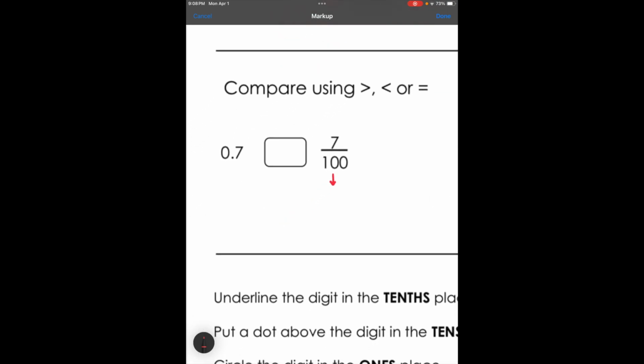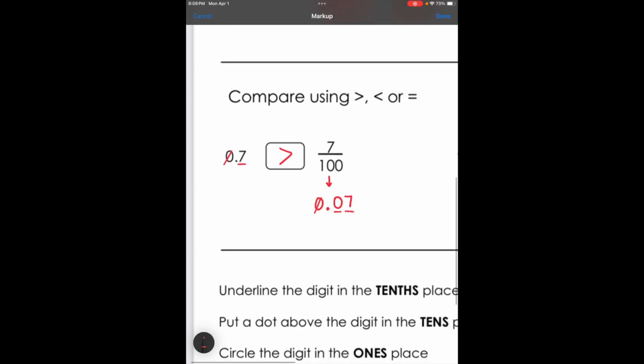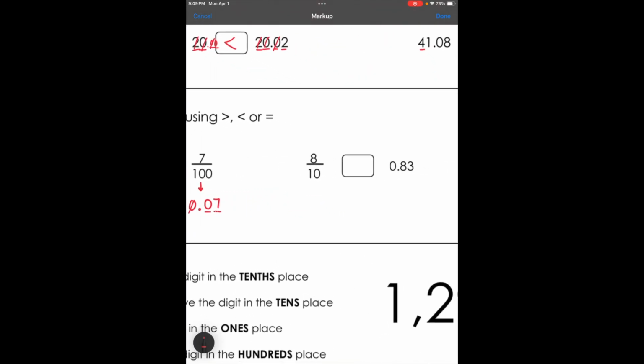I can easily change 7/100ths to a decimal by doing 0 and 7 hundredths. Again, making sure it's in the hundredths place value, which is that second one to the right of the decimal. And now I just compare like normal. Ones place is the same. 7 in the tenths place versus 0 in the tenths place. So 7 tenths is greater than 7 hundredths.